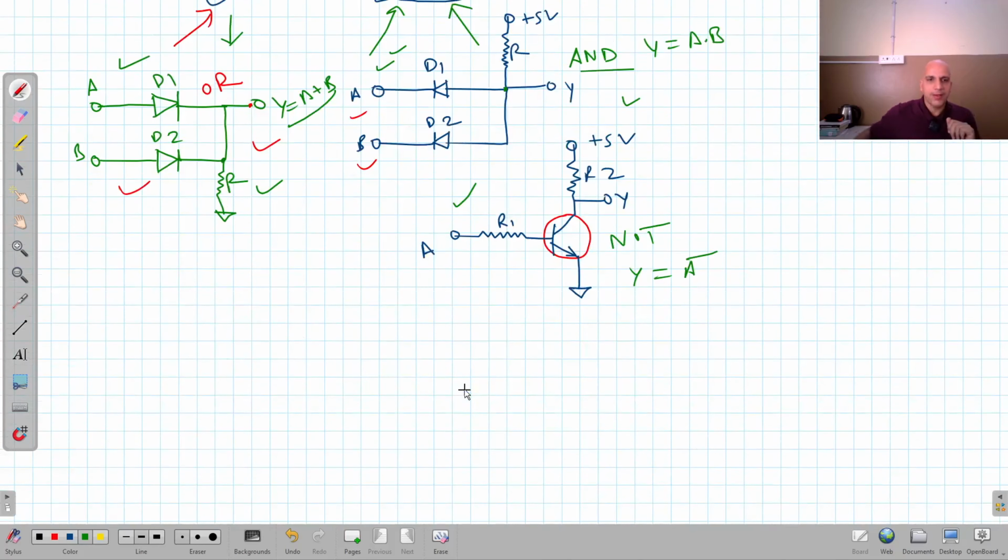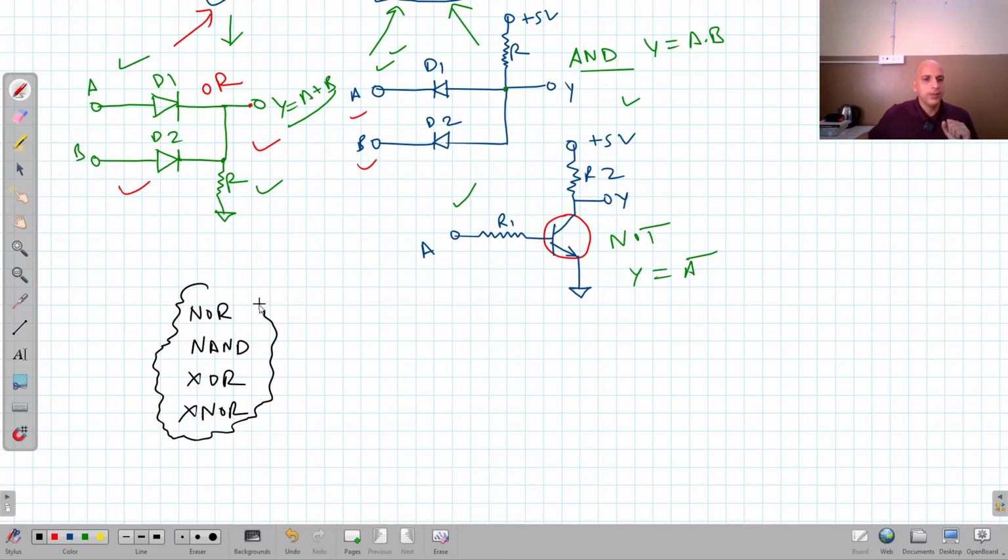Now you know very well we have some additional logic gates that are constructed by using these three basic logic gates. So they are like the NOR gate, NAND gate, XOR gate, XNOR gate. All these gates are constructed by using these basic gates.